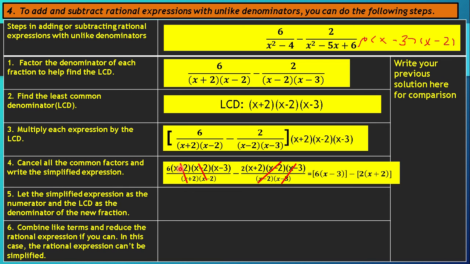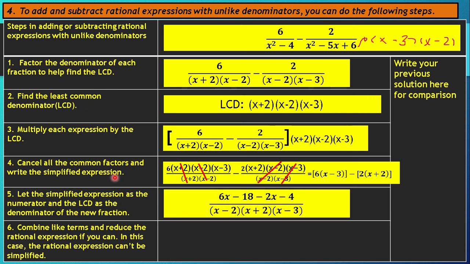So ang natira na lang dito sa first rational expression ay 6 times x minus 3. Ito yun, 6 times quantity x minus 3. Minus, kasi minus itong operation natin dito. Dito naman sa second rational expression, ang natira na lang ay 2 times the quantity x plus 2. So ito ngayon yung simplified expression natin. So i-simplify pa natin.